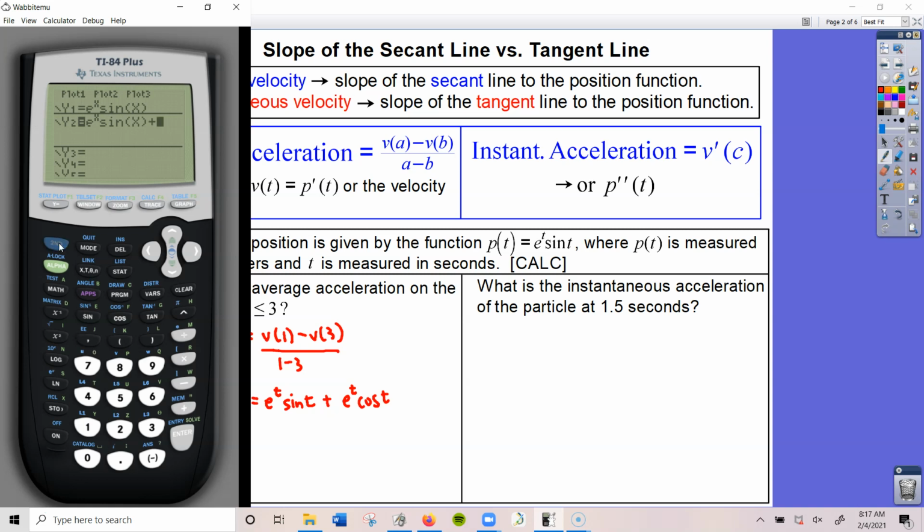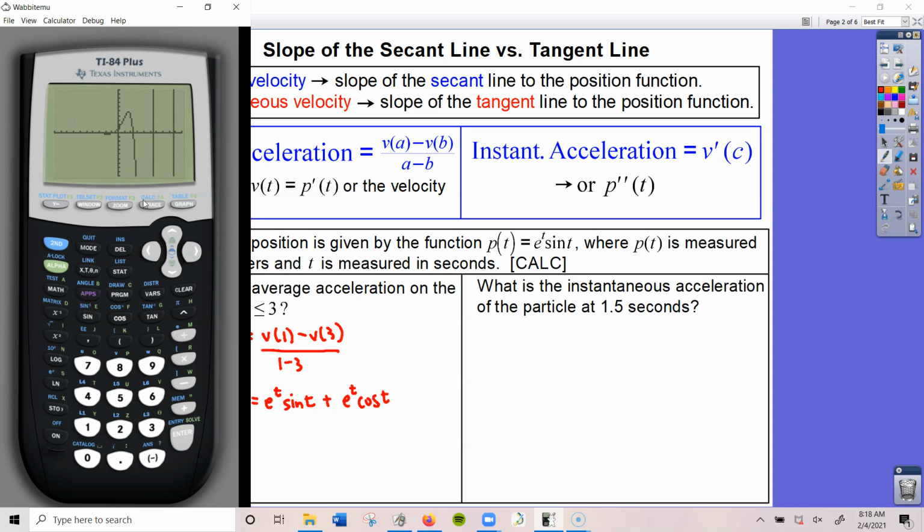plus e to the x times cosine of x. All right, let's graph. Looks very similar to the first graph. All right, I'm ready to find my function values.